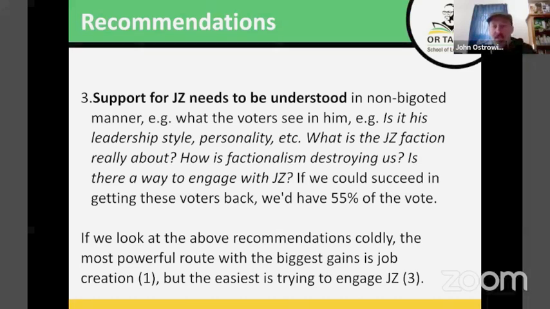So if we look at the above recommendations coldly, it seems that the most powerful route is actually the jobs gains route. So we could actually omit dealing with our political opponents constructively if we could actually create jobs. However, I think there is benefit to engaging constructively with political opponents.